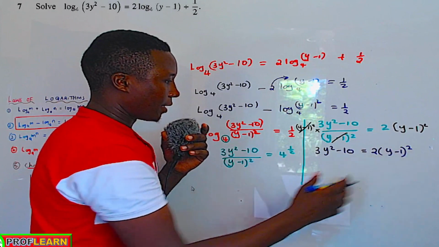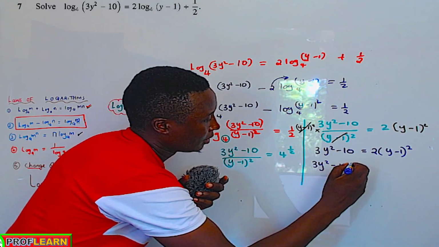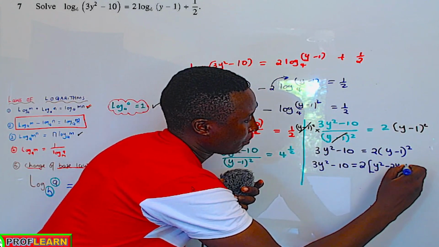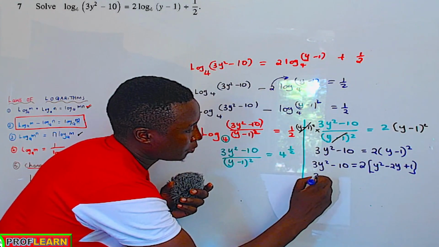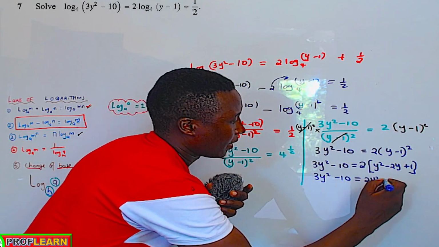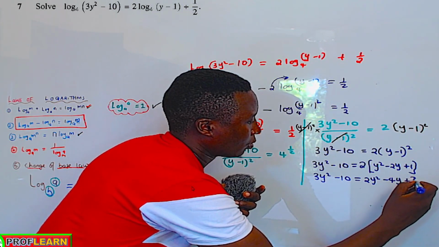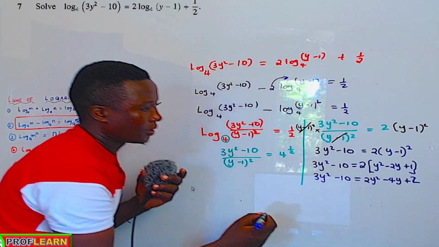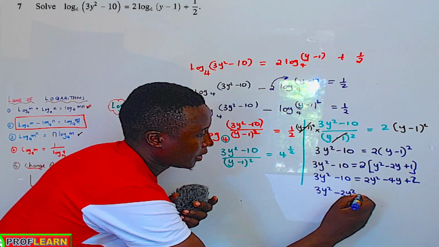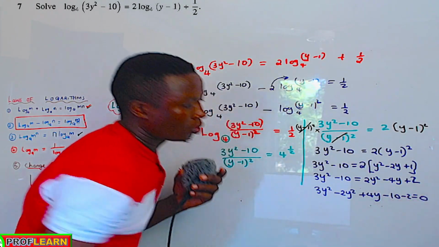So if we expand and put the like terms together, we are going to say 3y squared minus 10 is equal to 2 into bracket y squared minus 2y plus 1. If we open the bracket, it becomes 3y squared minus 10 equals 2y squared minus 4y plus 2. So if we bring everything to the other side, we shall have 3y squared minus 2y squared plus 4y minus 10 minus 2 is equal to 0.